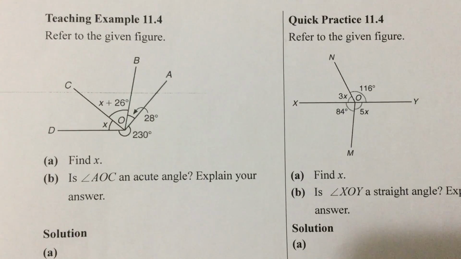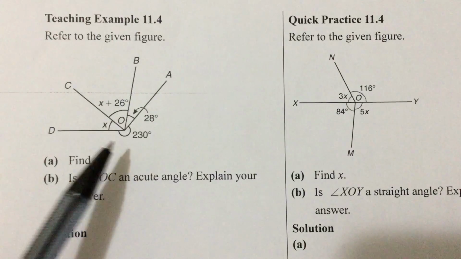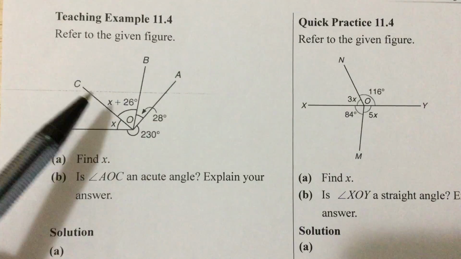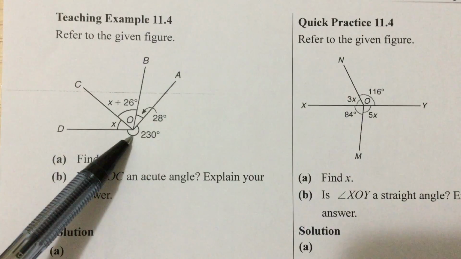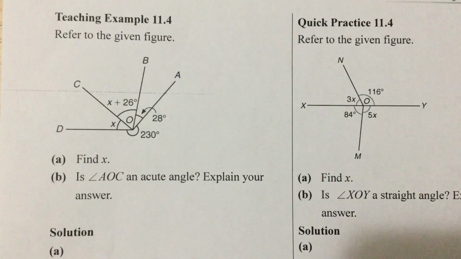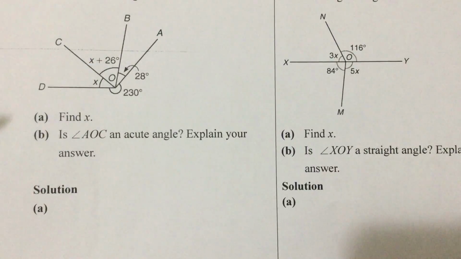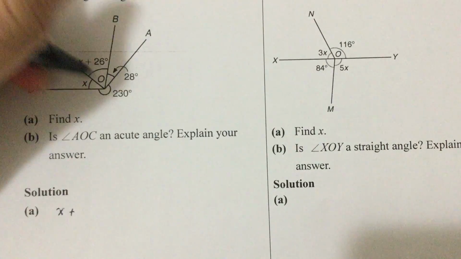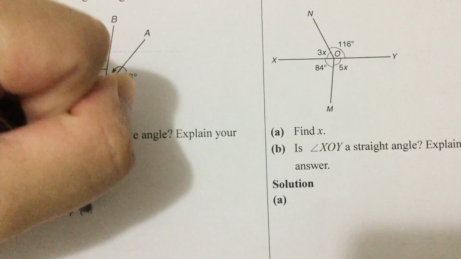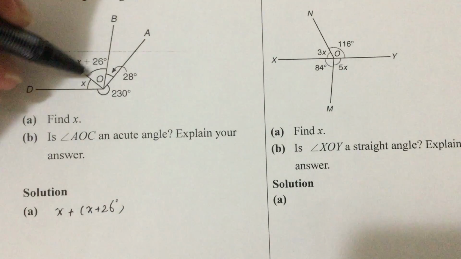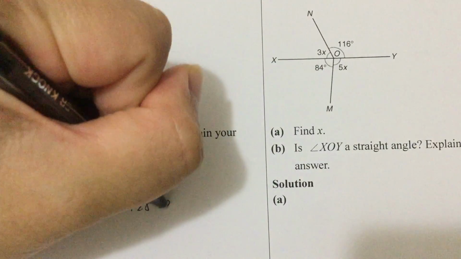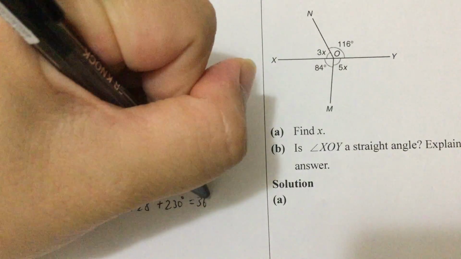So let's look at this video. We are going to find x. We see this one is the point O, and we have four angles on this point O, which include all 360 degrees. Why don't we do it the same way? Don't be afraid, although you have 2x here, you will do the same thing. You use x plus, this is the first angle, next angle x plus 26 degrees, next angle 28 degrees, next angle 230 degrees, and this one is 360 degrees.